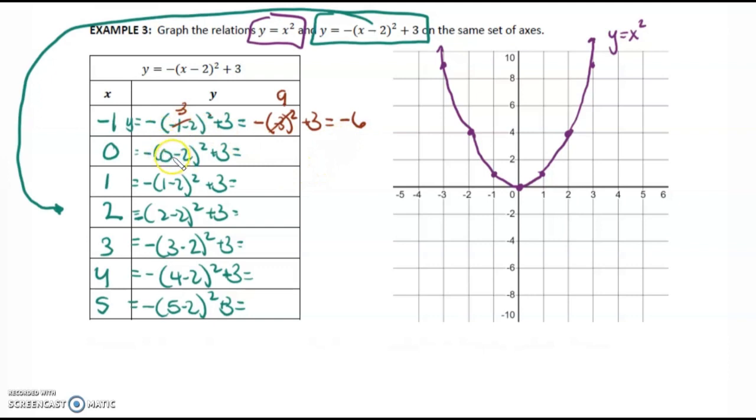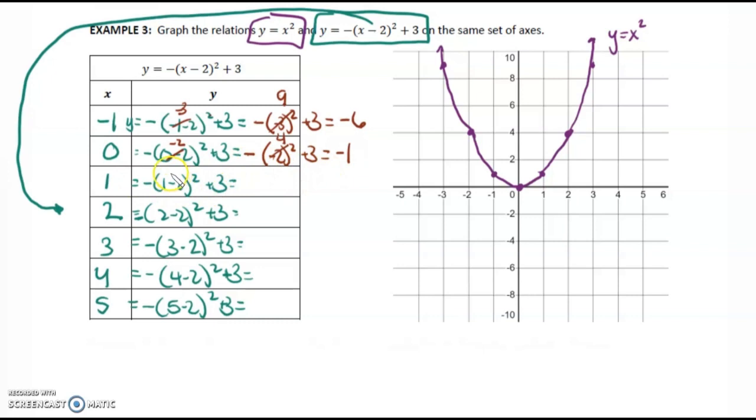Now, 0 minus 2 is just going to be negative 2. So we're going to have negative of negative 2 squared plus 3. So negative 2 squared is 4. Like negative 4 plus 3 is negative 1.